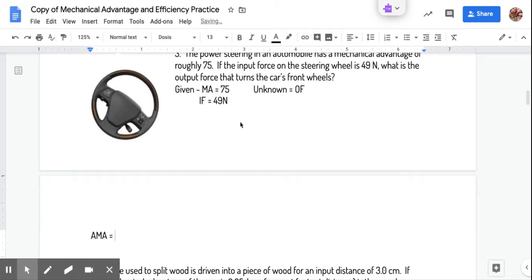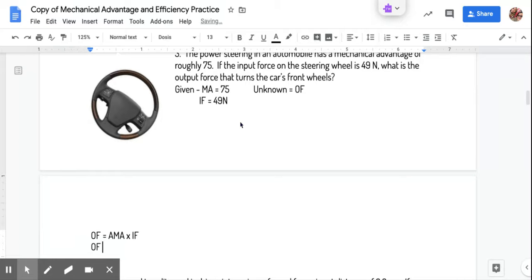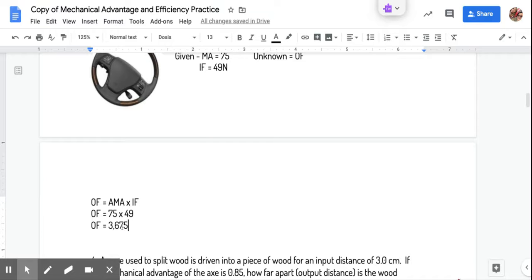AMA equals output force equals AMA times input force. Output force equals 75 times 49. Output force equals 3,675. So when we multiply this out, that's what we get.